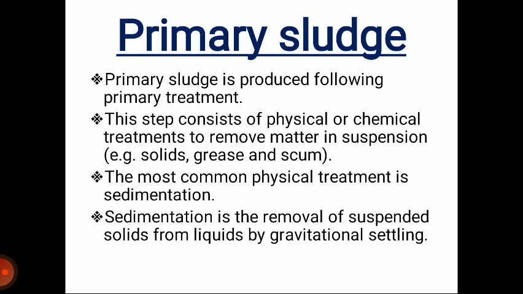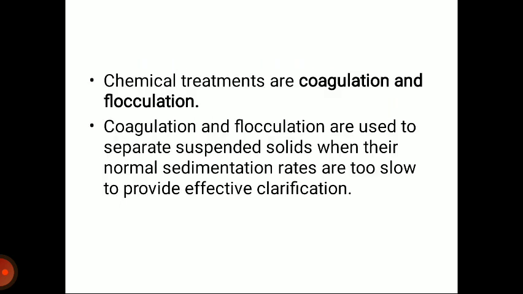Primary sludge. Primary sludge is produced following primary treatment. This step consists of physical or chemical treatments to remove matter in suspension, for example solids, grease, and scum. The most common physical treatment is sedimentation. Sedimentation is the removal of suspended solids from liquids by gravitational settling. Chemical treatments are coagulation and flocculation. Coagulation and flocculation are used to separate suspended solids when their normal sedimentation rates are too slow to provide effective clarification.